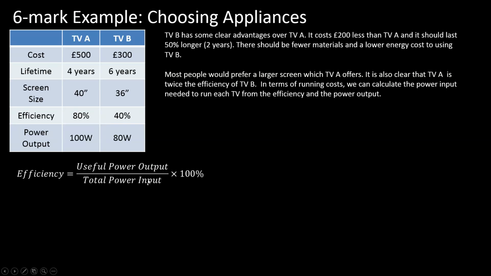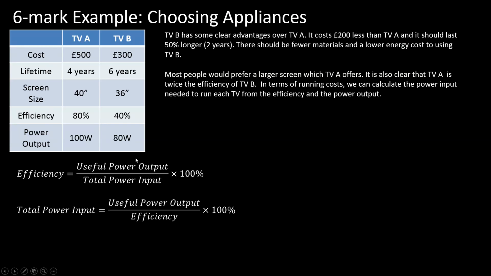Now, if we're trying to work out the power inputs, so how much it costs to run these things, then we need to rearrange this equation, and what you can do is switch the efficiency and the total power input between these two here when you're doing the rearranging. So that's what we get. Total power input is useful power output divided by efficiency times 100%. What we've basically done there is multiplied both sides by total power input and then divided both sides by efficiency. Okay, so that's a little bit of a trickier rearrangement than you might be used to, but that's the sort of thing we have to be able to do to get these 5 or 6 marks.